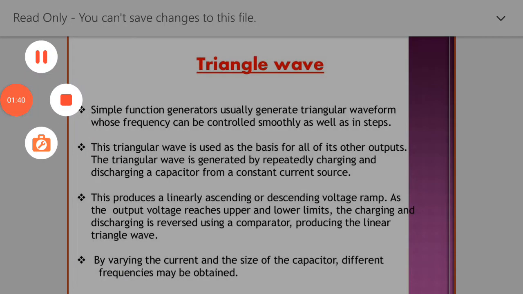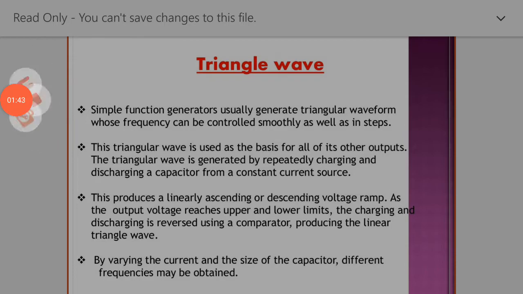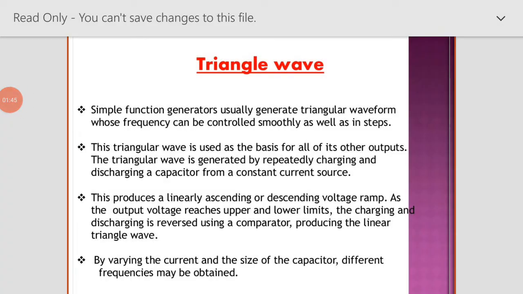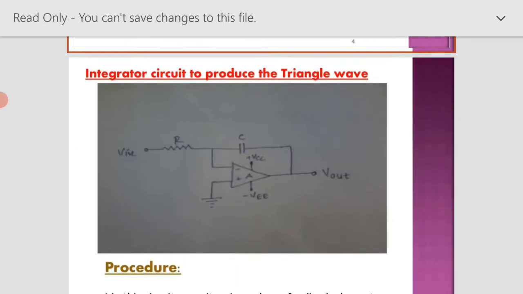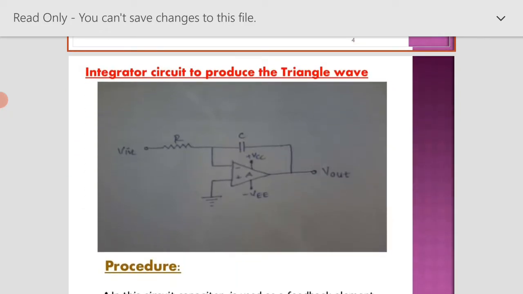As the output voltage reaches upper and lower limits, the charging and discharging is reversed using a comparator, producing the linear triangular wave. By varying the current and the size of the capacitor, different frequencies may be obtained. The integrator circuit to produce the triangular wave is as shown in figure.